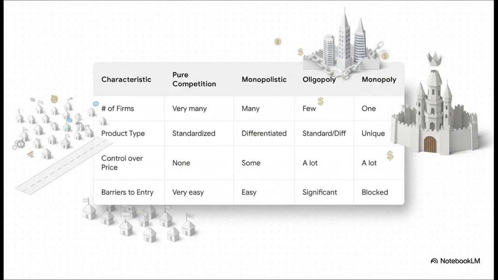And this table just pulls it all together perfectly. Look at the connection between barriers to entry, how hard it is for a new company to start up, and control over price. See that? When it's super easy for new businesses to jump in, like with perfect competition, nobody really controls the price. But when the barriers are crazy high, like with a monopoly, well, that one firm has pretty much all the control. That really shows you the power of competition, or the lack of it.